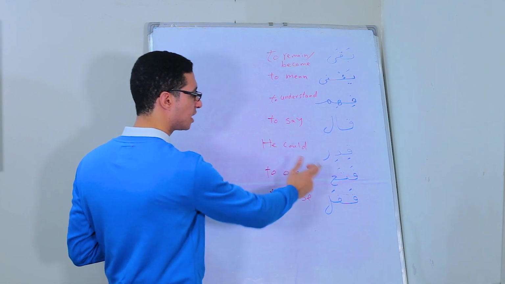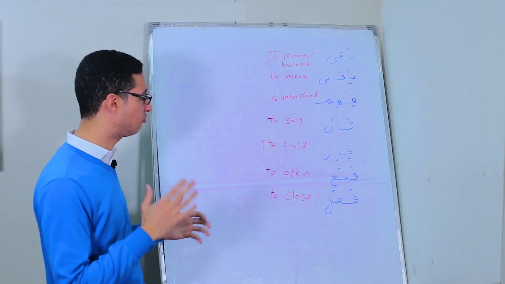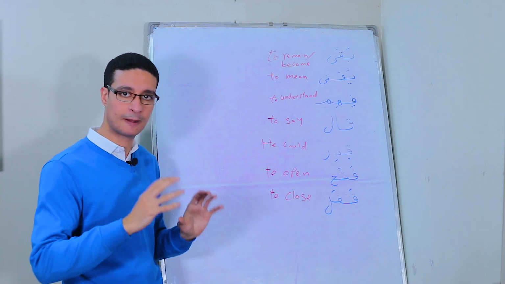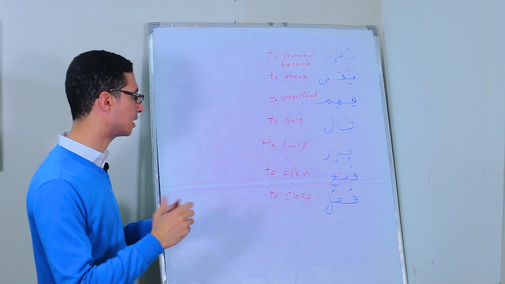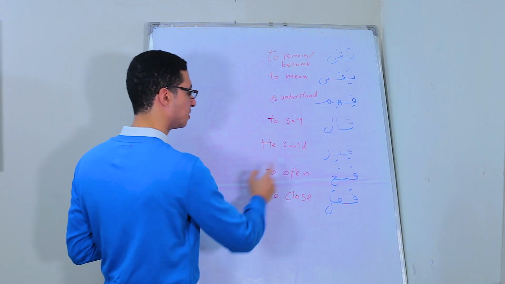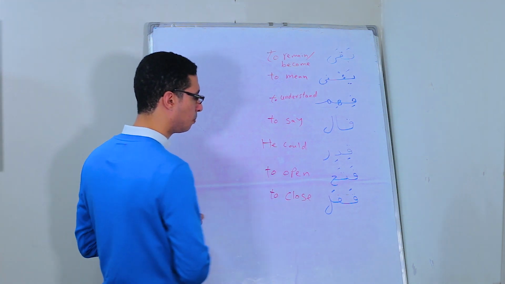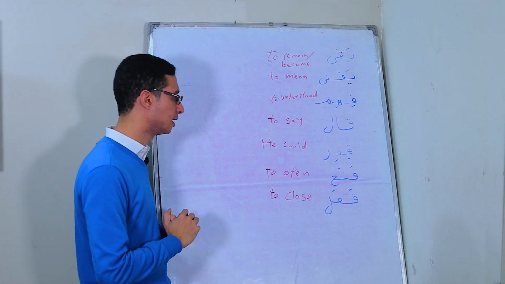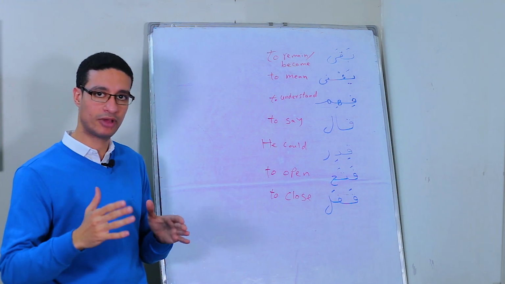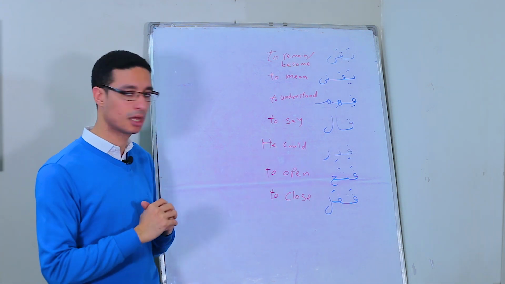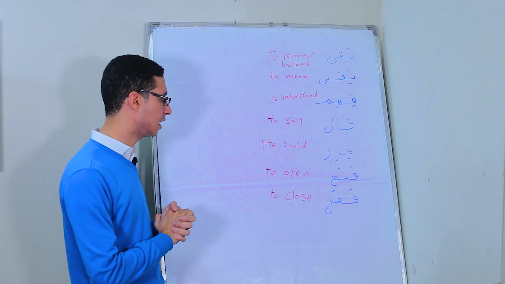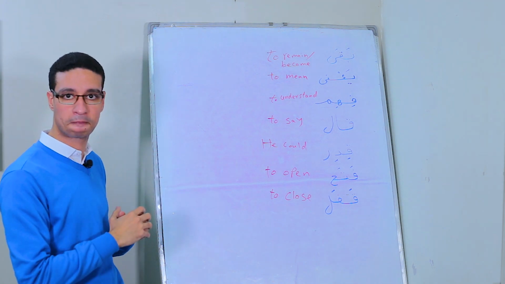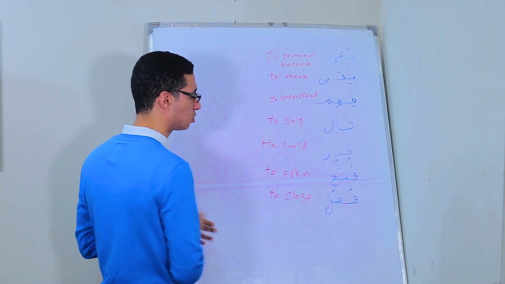And the next one is فتح. فتح means he opened. Okay, يفتح, to open. هو بيفتح, he opens. هي بتفتح. Okay, هم بيفتحوا, they open. Okay, the opposite of it is قفل. يقفل, to close something. Okay, هو بيقفل الباب. Okay, he closes the door. Okay, باب means door. It's باء, ألف, باء. Okay, so قفل is to close.